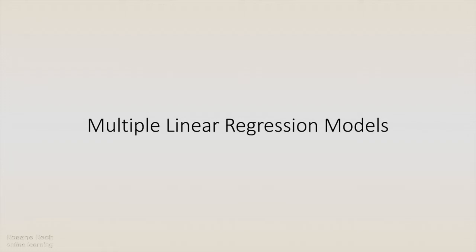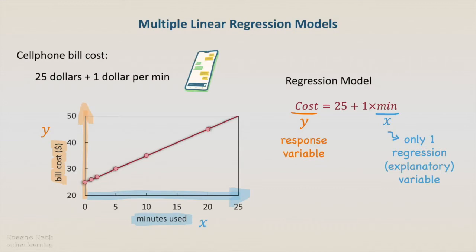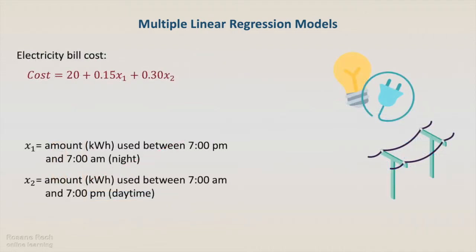In the same way we use linear models to describe the relationship between one response and one explanatory variable, we can expand the same concept for multiple explanatory variables. In the example of the phone bill cost, we have one response, the cost, and only one explanatory variable, the time used. Now let's compare it to a slightly modified situation, the electricity bill cost.